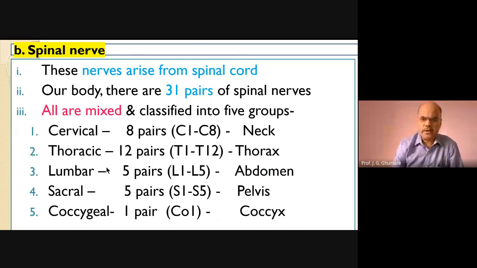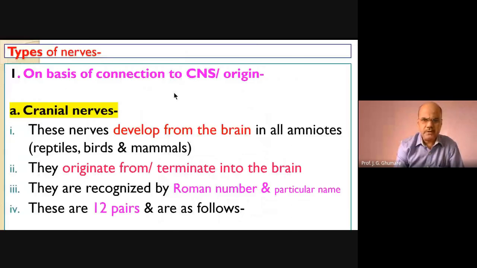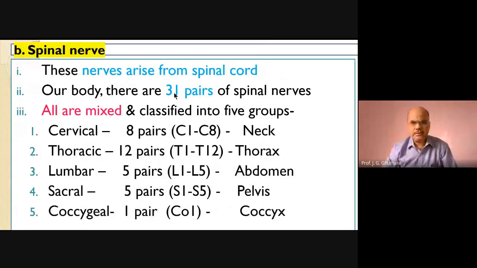Earlier we have seen the diagram. See, these are the nerves which start from the spinal cord, and these are called spinal nerves. Remember, there are a total of 31 pairs, but don't worry, we need not remember the names of these nerves. One or two I'll give you. All are mixed type. Remember, here we don't have sensory and motor separately like cranial nerves. All are mixed type, and they are classified into five.